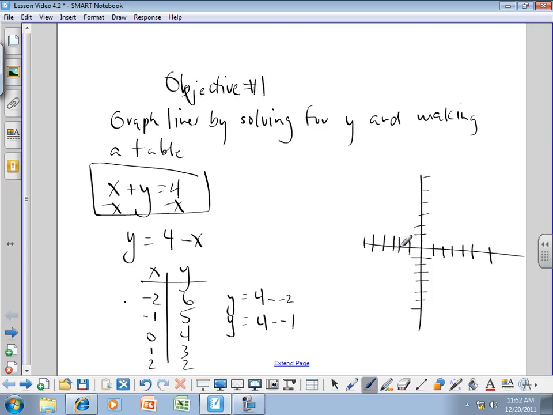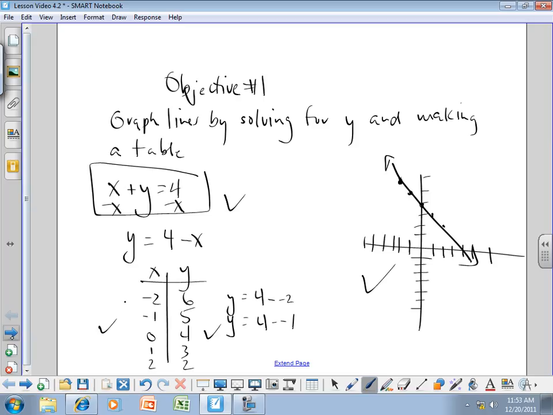Okay, so negative 2, 6. Negative 1, 5. 0, 4. 1, 3. 2, 2. Can you see I've got myself a line here? So to graph a line, take your equation and solve it for y. Pick some x values, find your y values, plot the points, draw a line through them. That's how we do that. Solve for y, make your chart, plot the points.